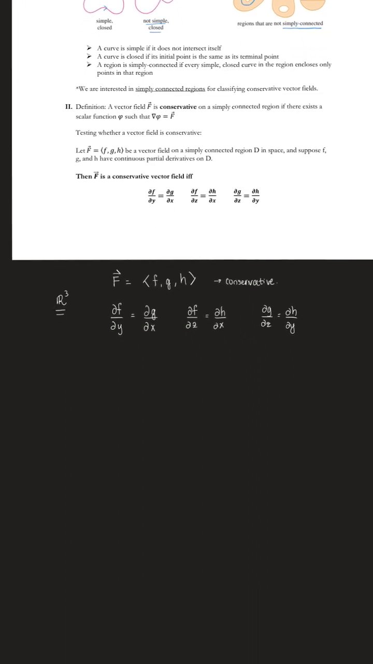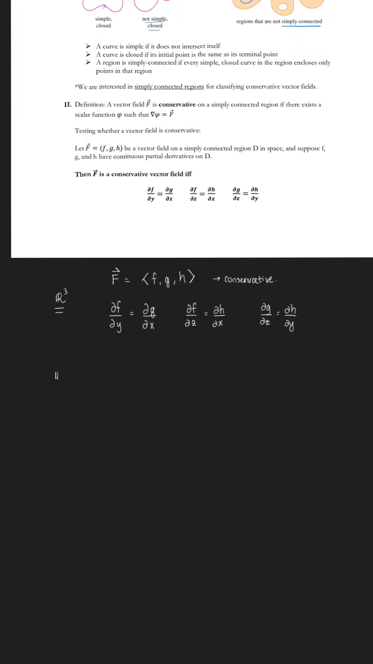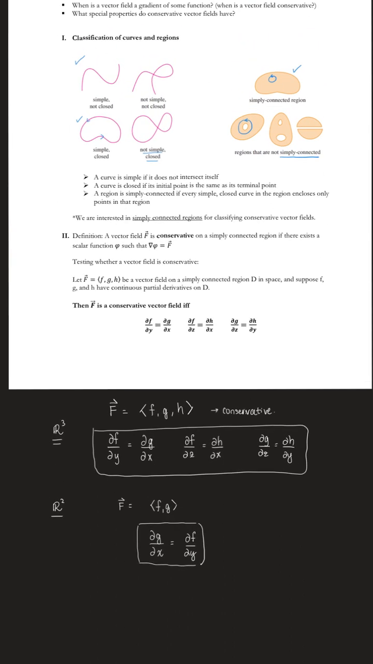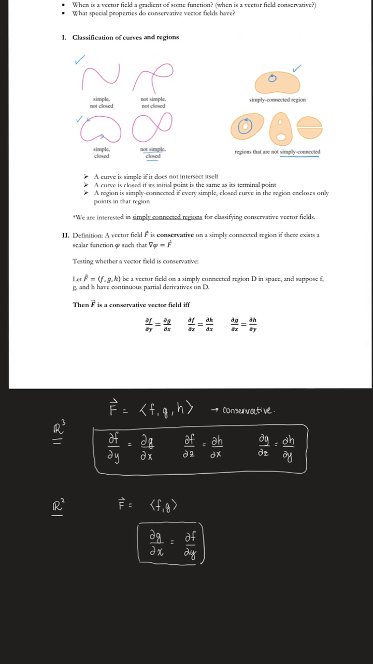If we're working with fields on the xy plane in R2, then our fields will only have two components, f and g, and it will be enough to show that the partial of g with respect to x equals the partial of f with respect to y. This is what we will need to show if we're dealing with a vector field in R2, and we will have to show all three of these if we're dealing with a vector field in R3. In the next video, we're going to revisit this test and talk about the rationale behind it and why it works.